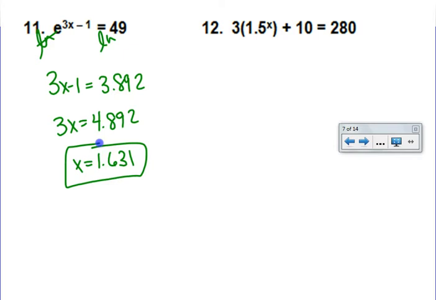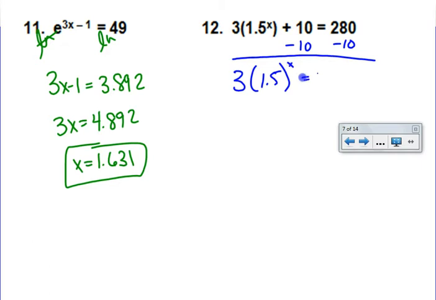Oh, kind of a lot of work to do here on number 12. First, we're going to have to subtract the 10. Can't apply the logarithm until your base is isolated. I'm going to write the x on the outside. Okay, we're going to go ahead and divide by 3, because again, we need to have the base isolated. Don't really need the parentheses.